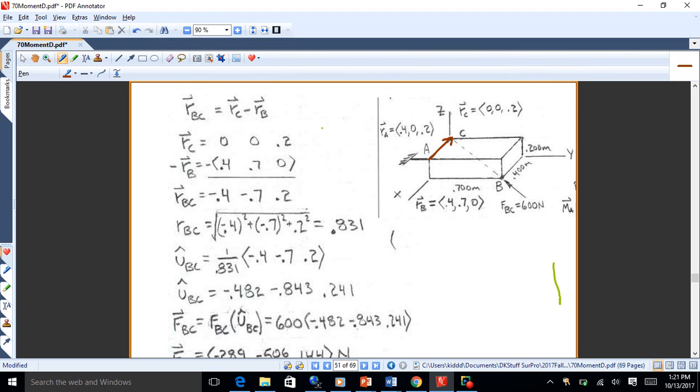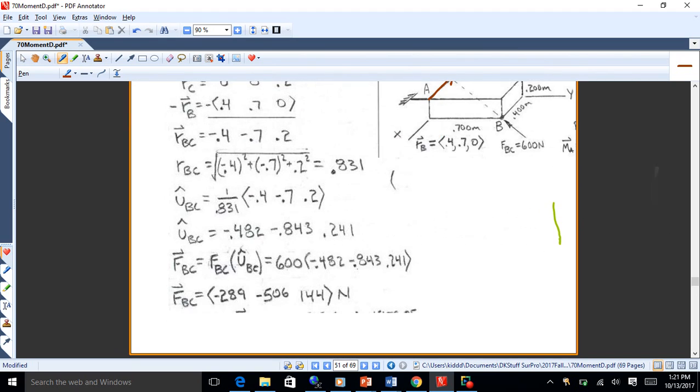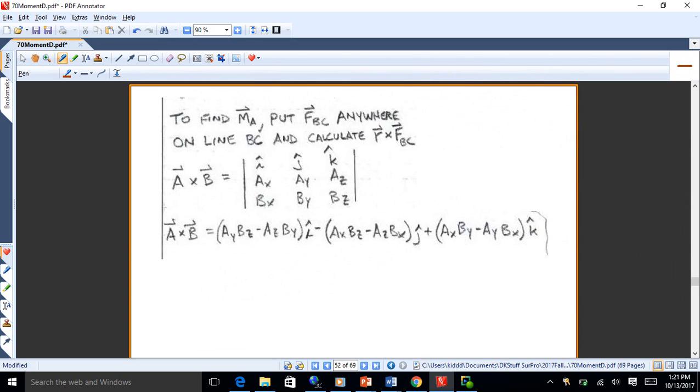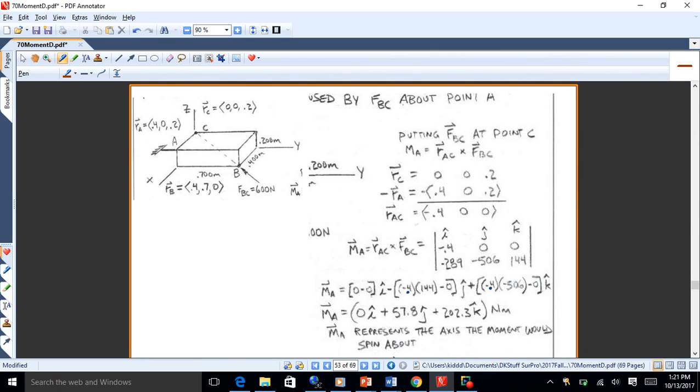So what you do then is you just cross that vector with the force, and you use that formula there. To find A, put FBC anywhere on the line BC and calculate R cross FBC. And there's the cross product formula. So I just used -4, 0, 0. That's all I did. That's the position vector from A to C. If I needed to find that mathematically, I'd take RC minus RA.